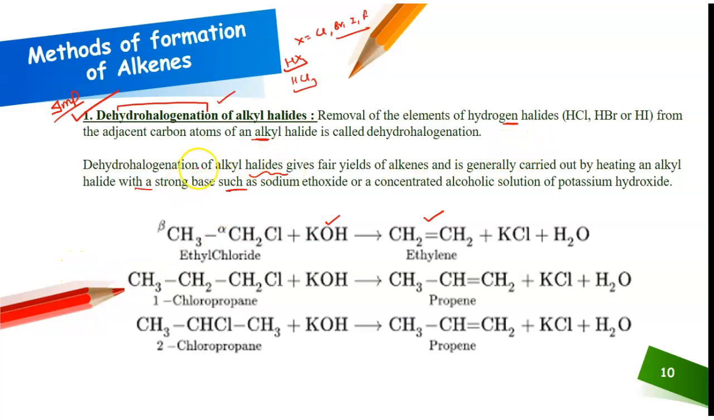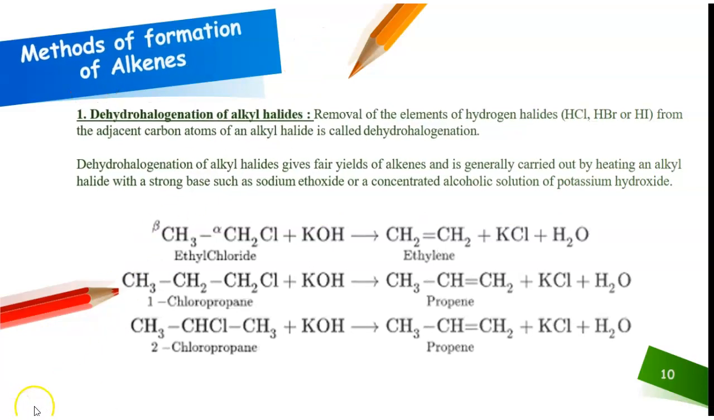So this is the definition of dehydrohalogenation of alkyl halide, along with an example that you can see here, where ethyl chloride on reaction with an alcoholic solution of KOH, that is potassium hydroxide, will give you ethylene plus KCl and water as the side products. Okay, so how is the removal of the elements of hydrogen halide occurring in this case? That we will understand by the mechanism. So let's see the mechanism now.